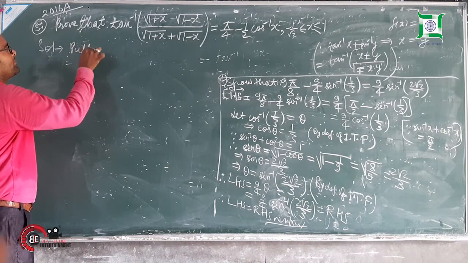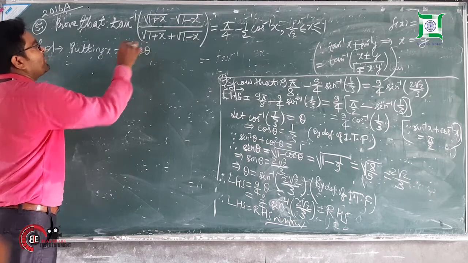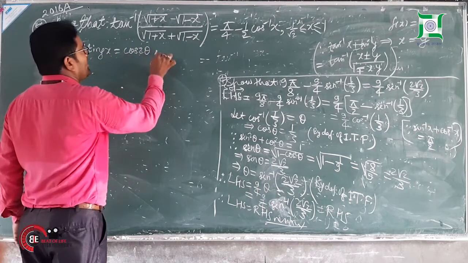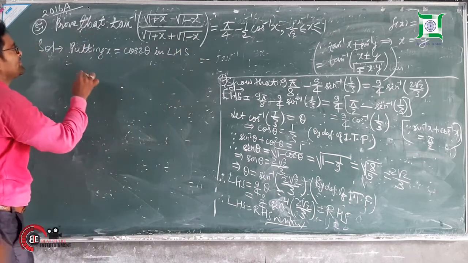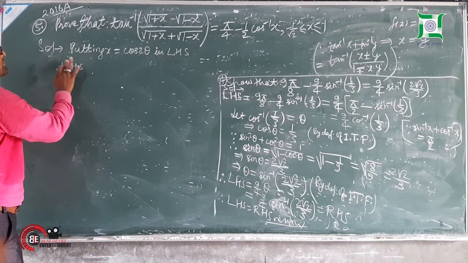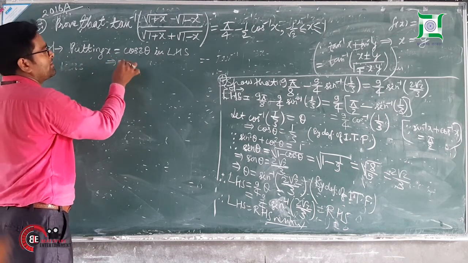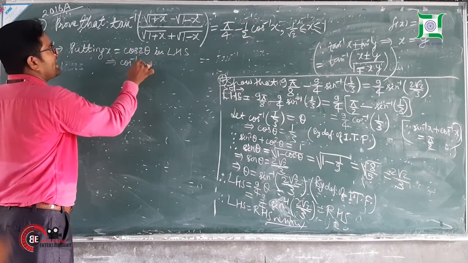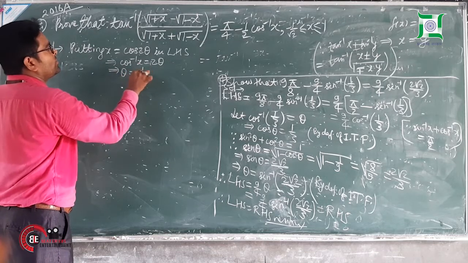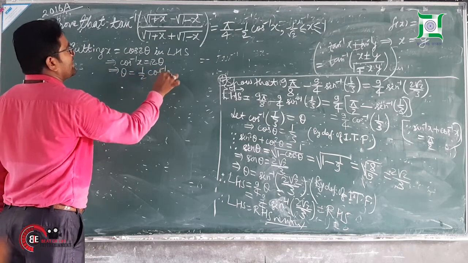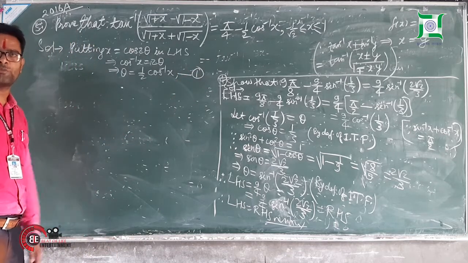Putting x equal to cos 2 theta, we can put cos theta also, in the LHS. Let us see. Now the LHS becomes, whenever you put it, cos inverse x is equal to 2 theta. This implies theta is equal to 1 by 2 cos inverse x. Remember it as equation number 1, because somewhere you have to apply it.